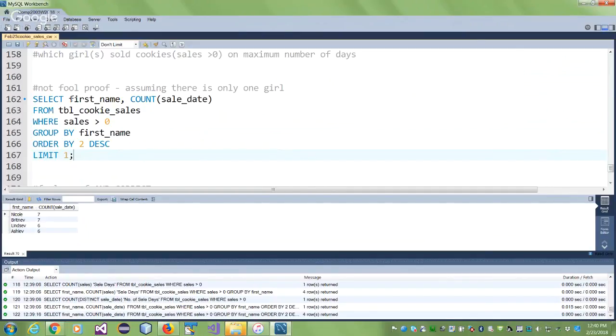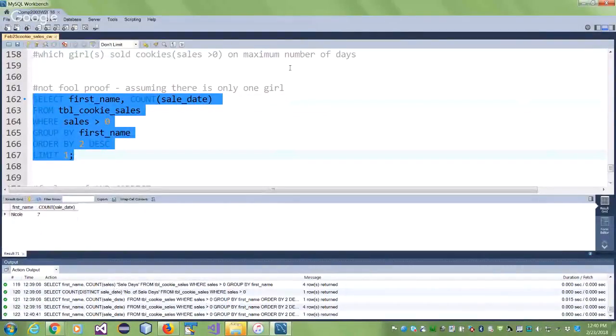I've said, okay, show me the first name of the person, count how many days she made a sale, where sales are greater than 0 because we want to only count the days she made the sale. And then I'm going to group them by first name. That's important because that's how I'm counting. I'm going to order it, and then I'm only going to show the first record.